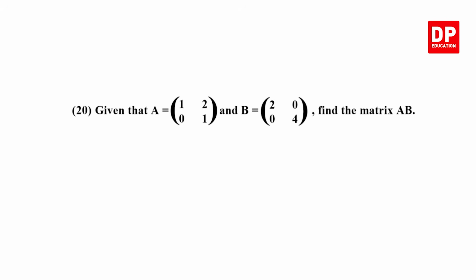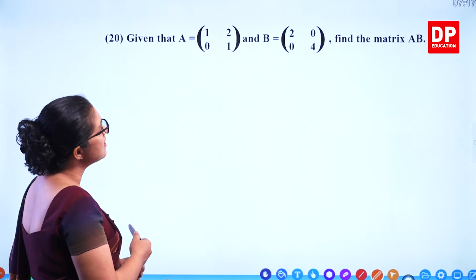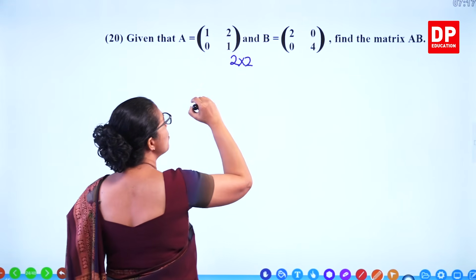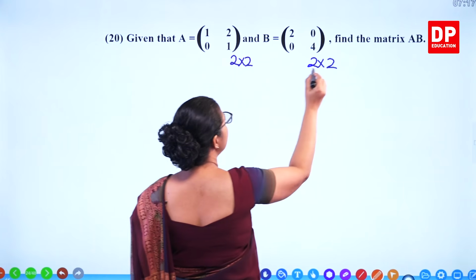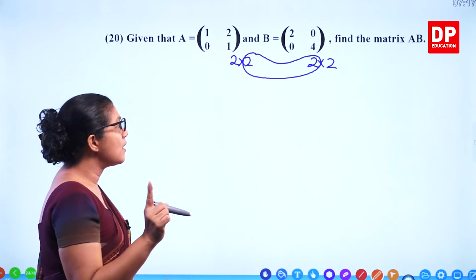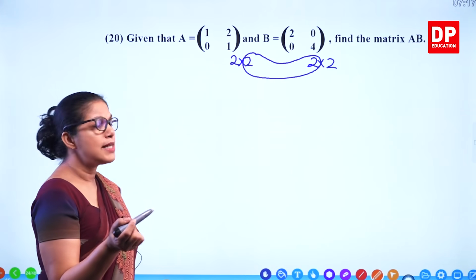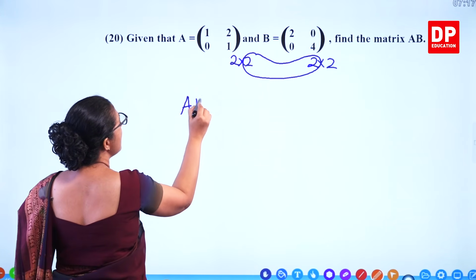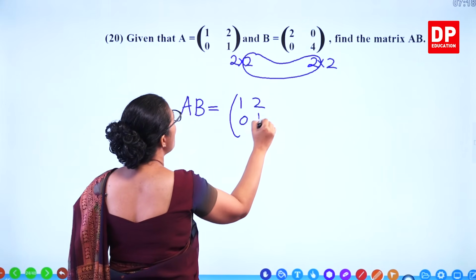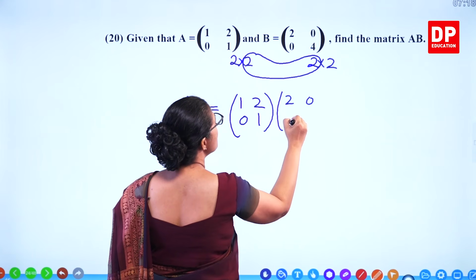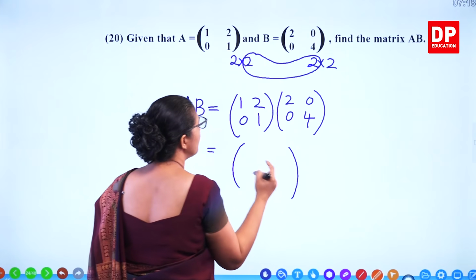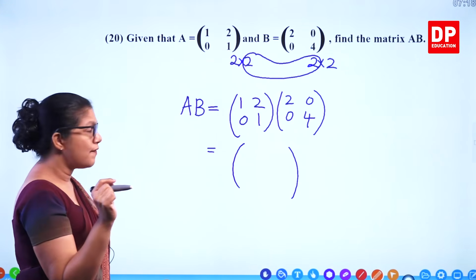Question number 20. Given that A equals this, B equals this, find the matrix of AB. A is 2 rows, 2 columns, 2 by 2. B is 2 by 2. We know if the number of columns in the first one is equal to number of rows in the second one, you can multiply. So AB, you get 1201 into 2004. So the resulting matrix is 2 by 2. So you get 4 values. How do you find out the values?